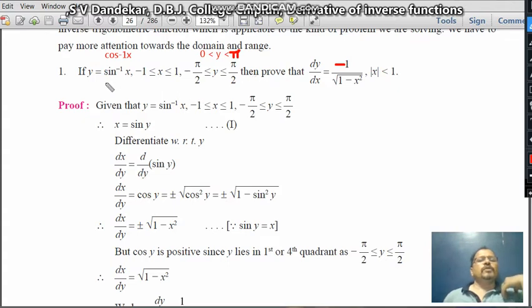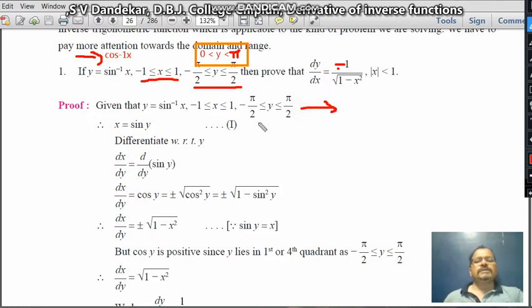The second trigonometric function for its inverse derivative is cos inverse x. Now for this cos inverse x, the domain is the same, -1 to +1, but the range is from 0 to pi. For sin theta it is from minus pi by 2 to plus pi by 2, but for cos the range is 0 to pi, and then its derivative dy by dx is -1 upon under root 1 minus x square. The proof is very easy, exactly on the same lines.